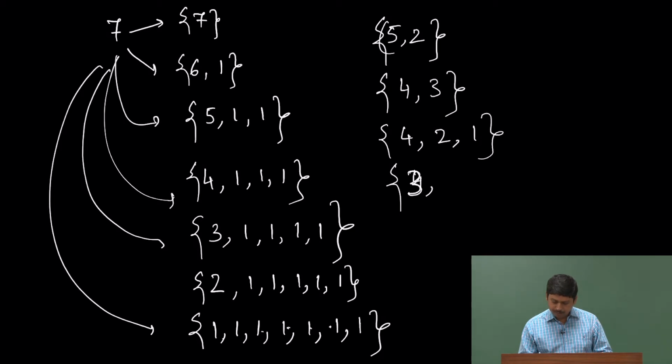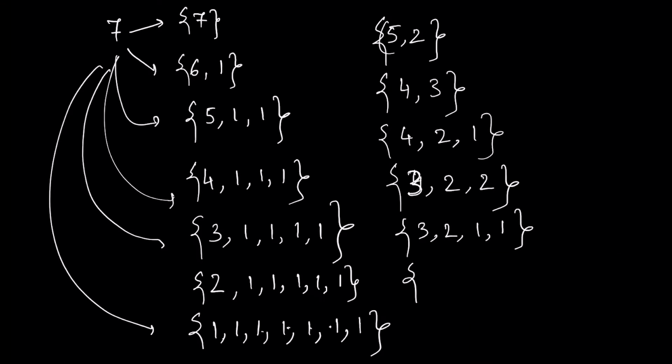Then you can do 3-1-1-1, which is already done. But 3-2-2 you can do, 3-2-1-1, and you can do 2-2-2-1. And the all-ones are already done.